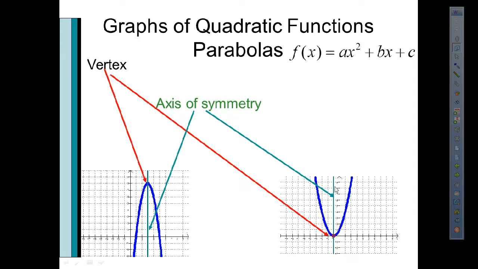This line is not actually part of the graph, but it is a property of that graph that is the axis of symmetry of this parabola, so that if you were to take all this side over here and fold it over, it would lay across this axis of symmetry. It's going to lay perfectly on all the points over here. Same thing over here with this one. So that's what the axis of symmetry is. It's not actually part of the graph, it's a property of the graph.